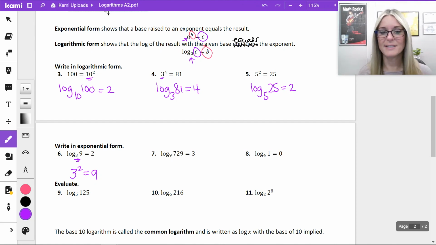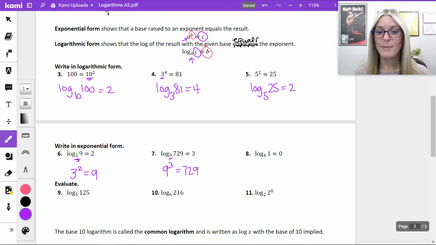Number 7, log base 9 of 729 equals 3. Let's put it in exponent form. We have the base was 9, so it's still my base. 9 cubed, 9 raised to the 3rd, is equal to 729.